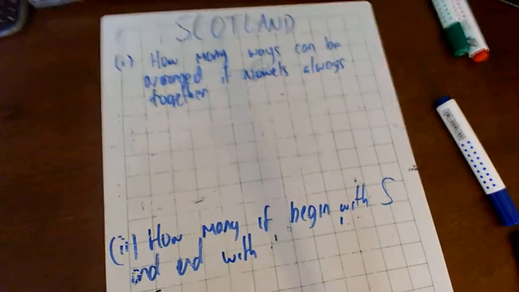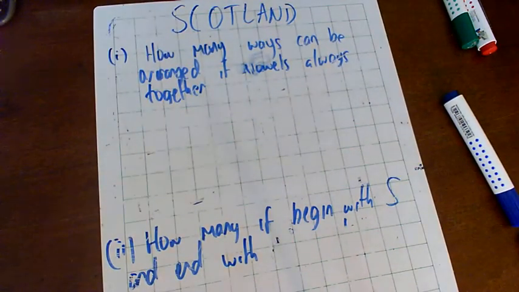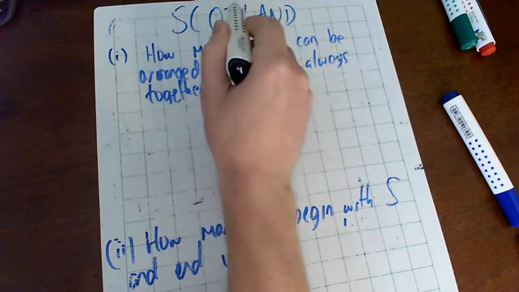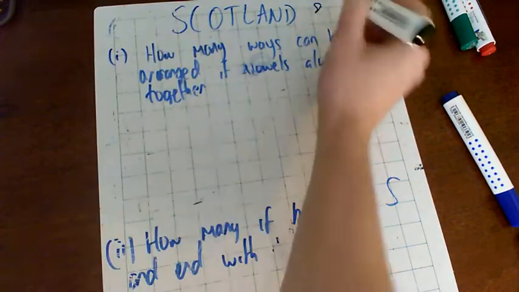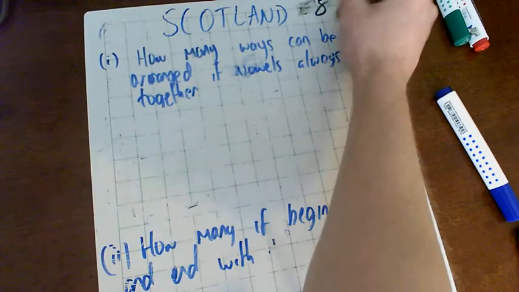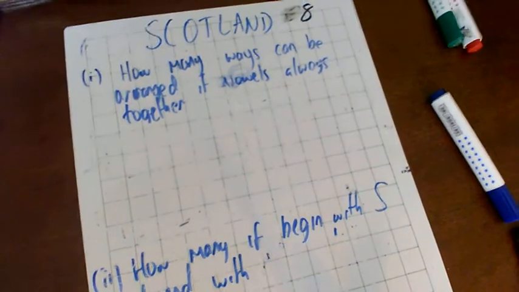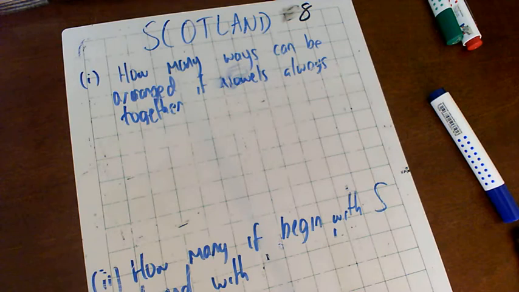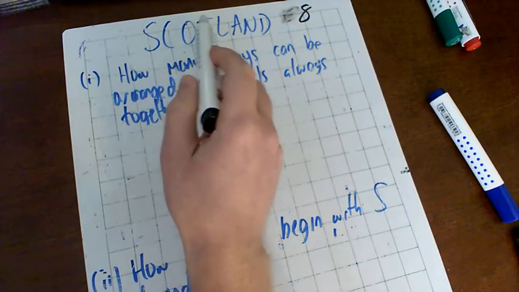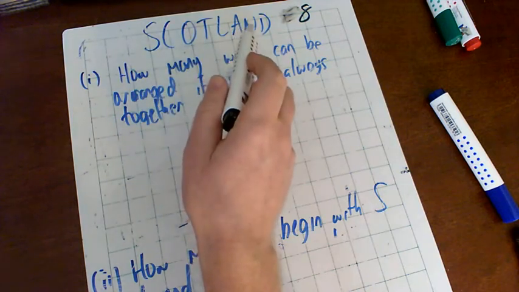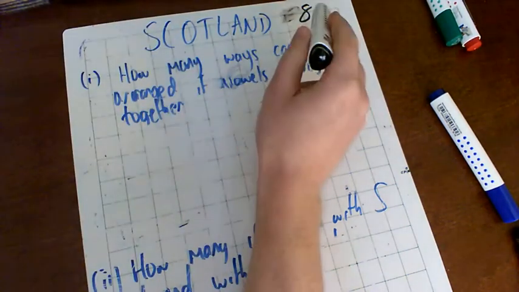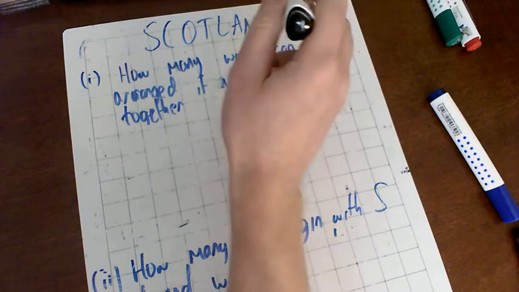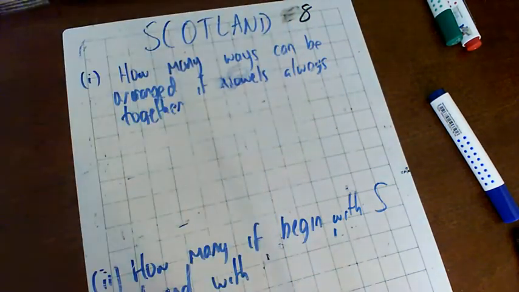The next thing, Scotland. Okay, so it says the letters of the word Scotland. First of all, we need to know how many letters there are. 1, 2, 3, 4, 5, 6, 7, 8 letters. How many ways can they be rearranged in a line? It's just 8 factorial because they're all different. 8 by 7 by 6 by 5 by 4 by 3. And I think in the book they say that's 40,320 ways.